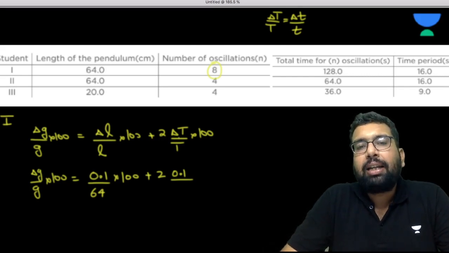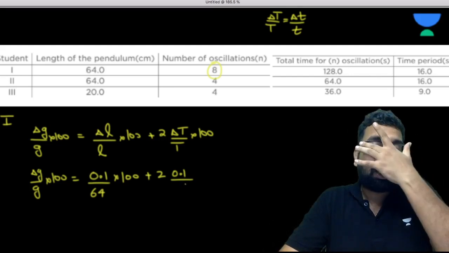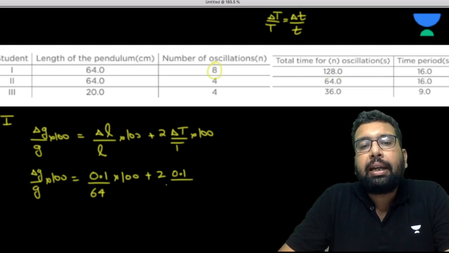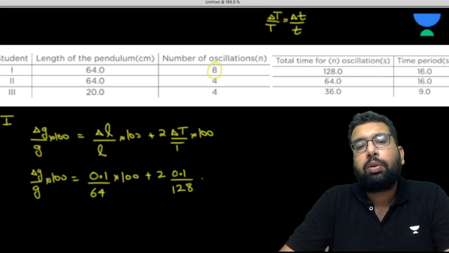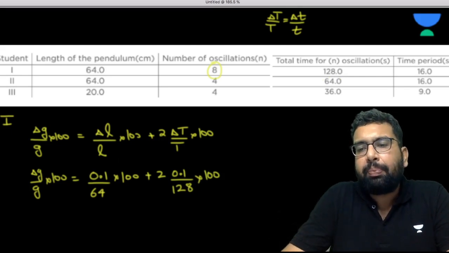So now delta t is 0.1 because that is the error in the measurement of this time of 128 seconds. So this is going to be 0.1 upon 128 into 100. So one way we could calculate it, but let it be like this for the time being. Let's go for the second.